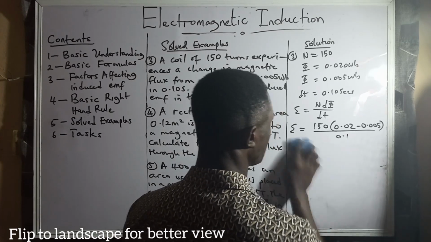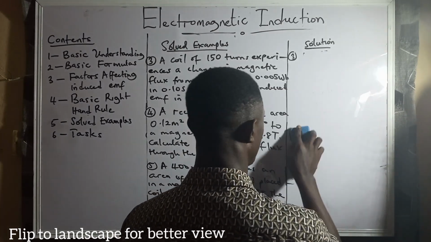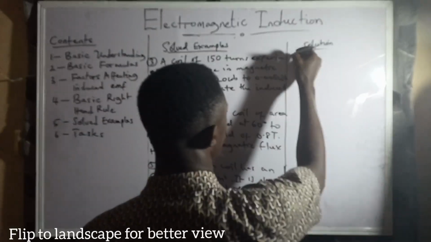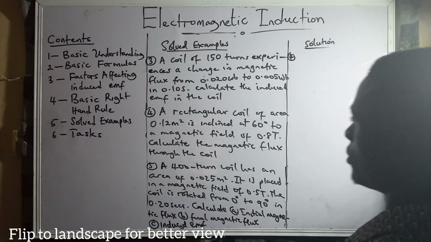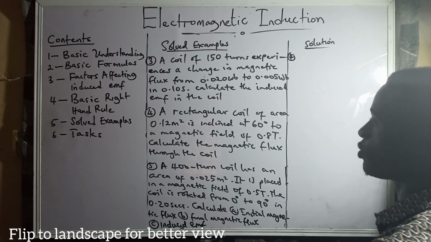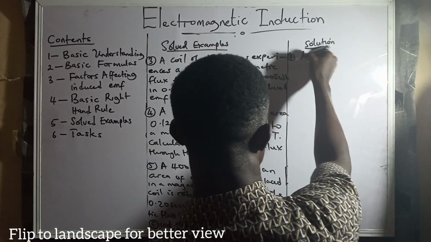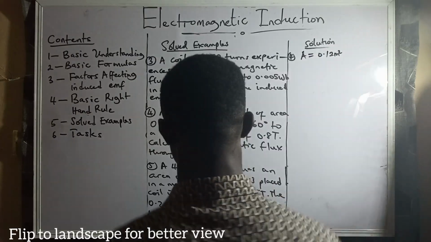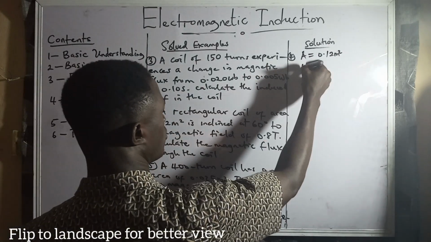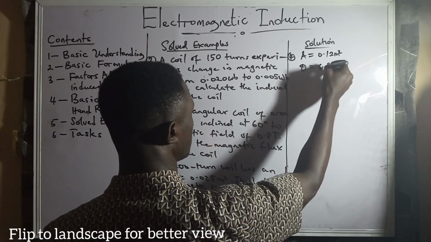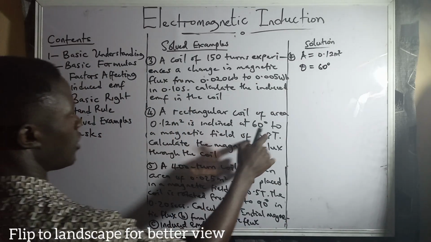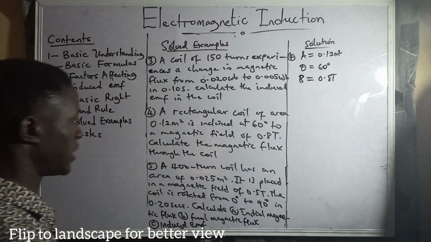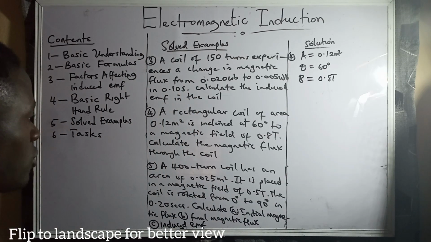I want to clean it now. Then let's go to number 4. Number 4 says a rectangular coil of area 0.12 meters squared. That is our area. It is inclined at an angle of 60 degrees to the magnetic field strength of 0.8 Tesla. Calculate the magnetic flux through the coil.